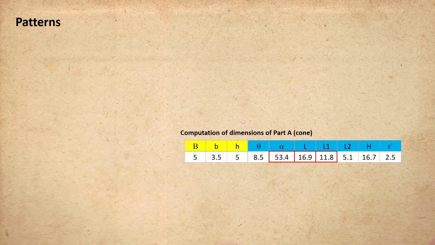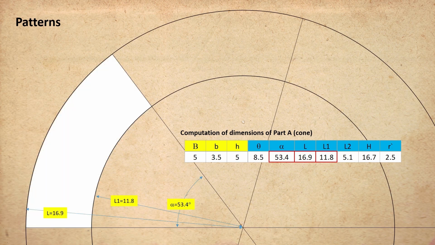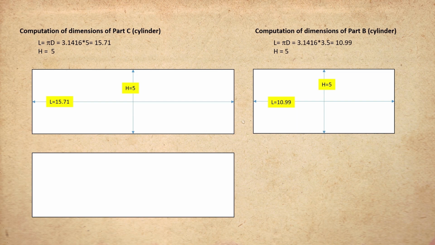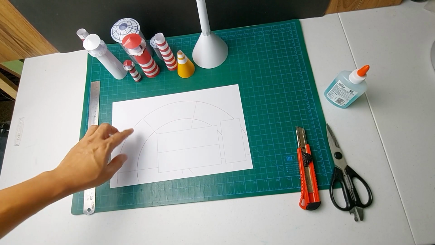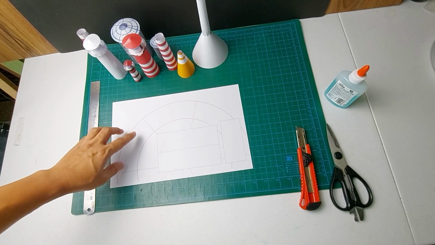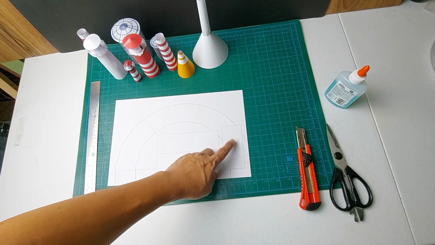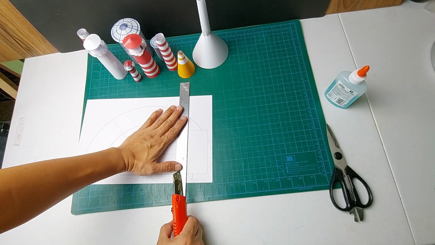This will be the pattern for the two pieces of conical shapes. We use the truncated cone formula in computing the dimensions. These are the patterns for the cylindrical parts. Let us print and cut the patterns. This is the printed pattern of the rifle scope. It has two patterns for the two conical shapes, and another 3 cylindrical patterns for the other parts. Let us start cutting.